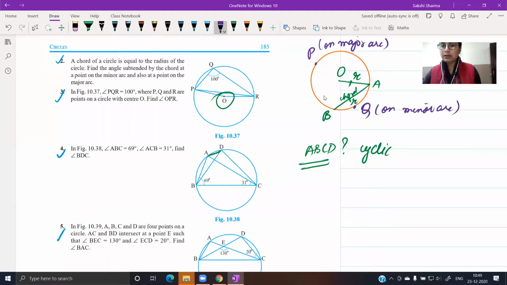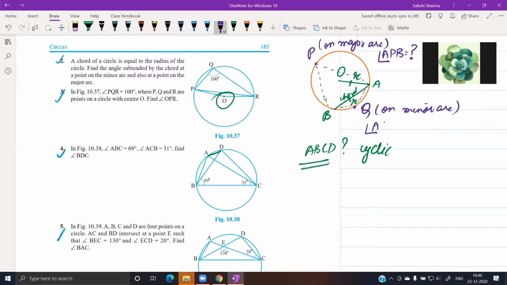The angle subtended by chord AB on point P. 30 degree. Angle APB, that's correct. You have to find this. And the angle made by the same chord at point Q. Join the endpoints to point Q. You want to find out angle AQB. 150 degree. That's correct.